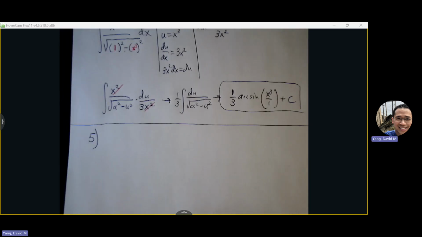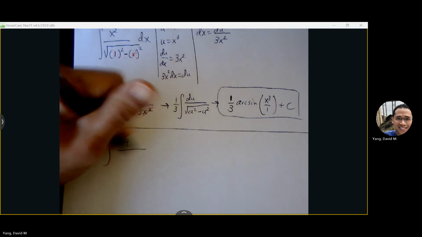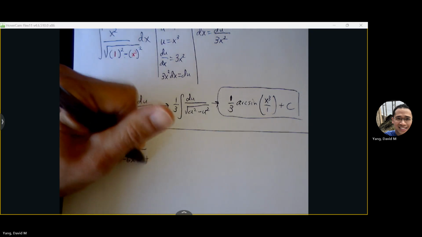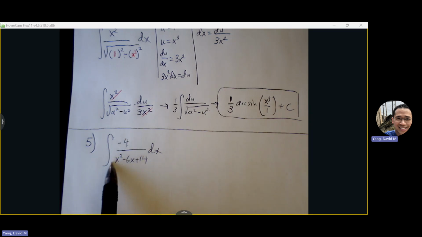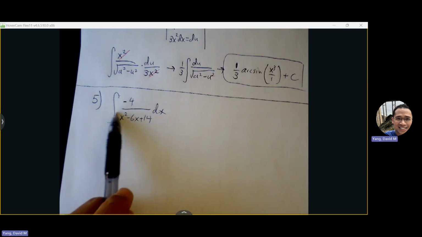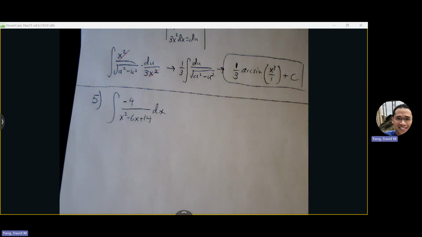All right, number 5. So if we look at this setup here, there's a gap, degree 2 versus degree 0. This is not just going to be a normal u-substitution problem. This is going to be an arc trig problem. We know it's arctangent because there's no square roots, but also we know that the denominator is not quite set up for our a squared and u squared.